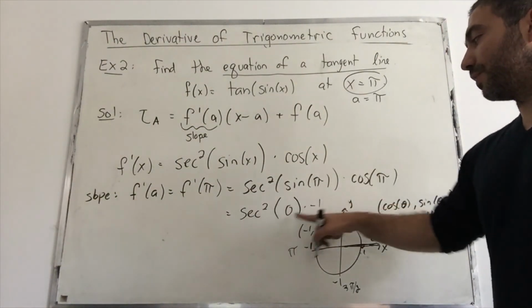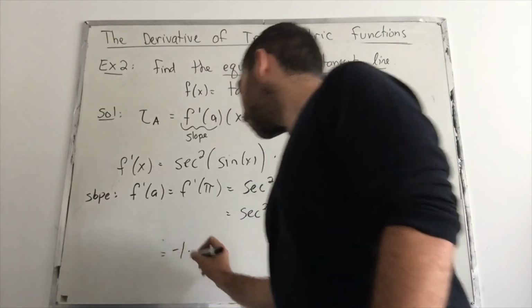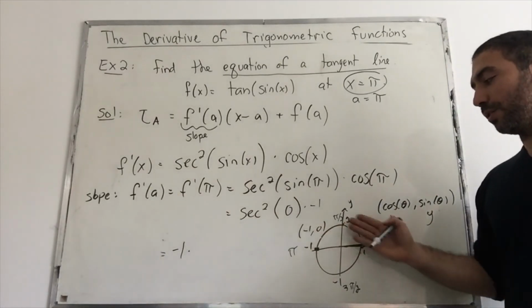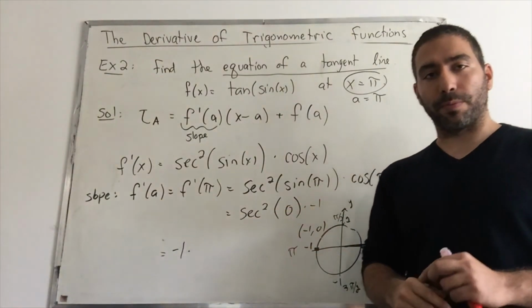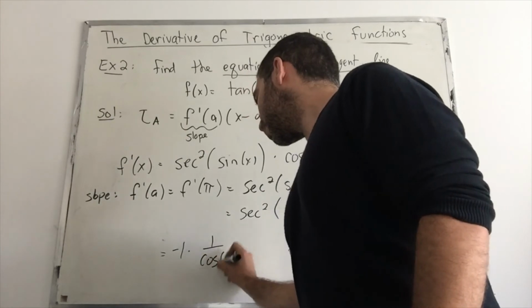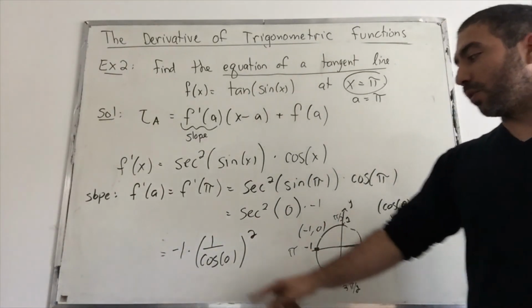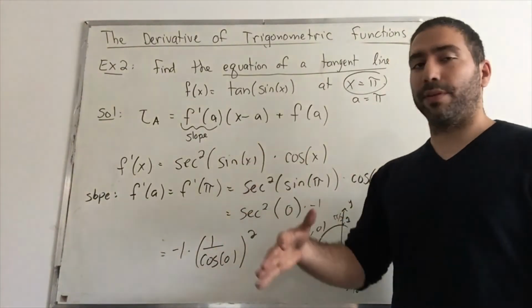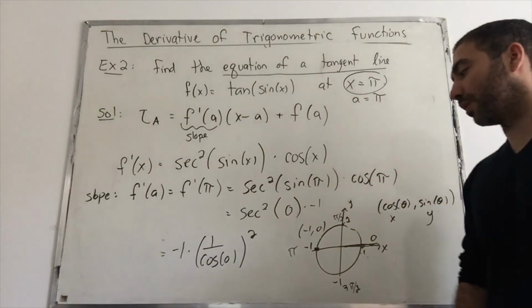So now we have secant squared of 0 times negative 1. This gives us negative 1 times, I'm just going to move the negative 1 to the front, secant squared of 0. Secant is not on the unit circle, so how do we deal with this? Secant can be rewritten using our properties as 1 over cos of 0, all this squared. This is why it's always a good idea to rewrite all the trig functions given to you in terms of sine and cos, because we can always refer back to our unit circle.